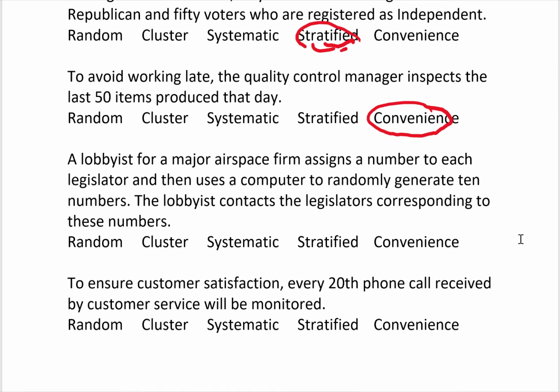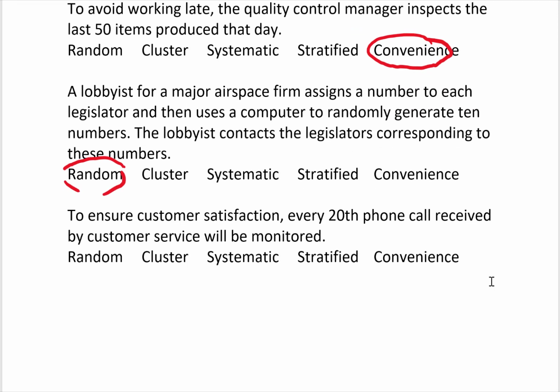A lobbyist for a major aerospace firm assigns a number to each legislator and then uses a computer to randomly generate 10 numbers. The lobbyist contacts the legislators corresponding to these numbers. This is a random sample. To ensure customer satisfaction, every 20th phone call received by customer service will be monitored. There's the key, 20th. This is systematic sampling.